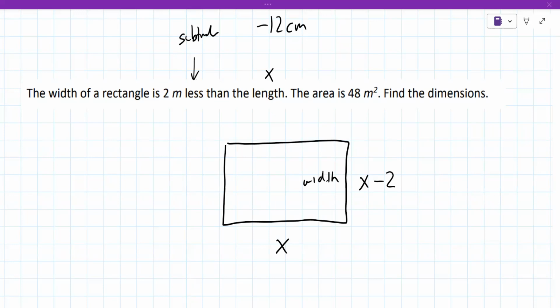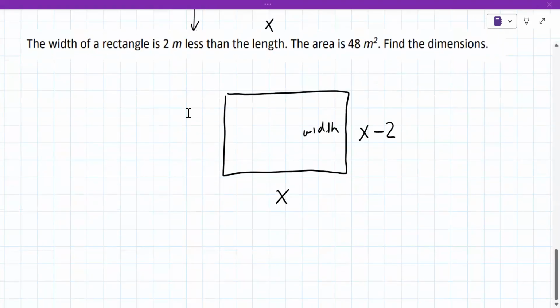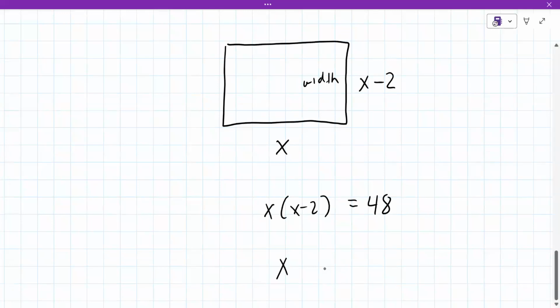Yep. And then they tell you the area is 48. All right, so we got x squared minus 2x minus 48. Okay, so go ahead and factor that for us, please.